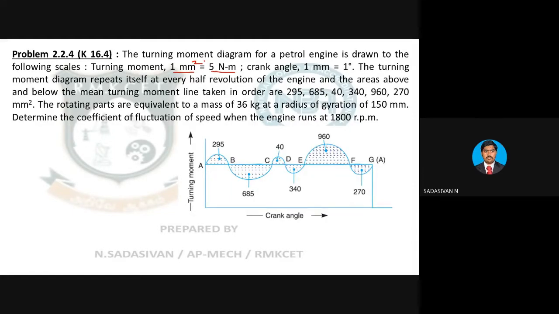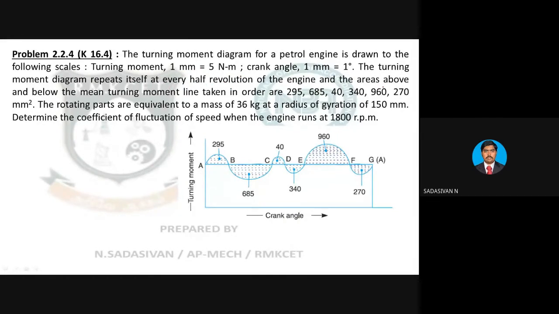So crank angle, both x and y axis are given to you. This is the x axis, this is the y axis. Turning moment: 1 millimeter equals 5 Newton meter. And theta: 1 millimeter equals 1 degree. This is the x axis, crank angle. So read the question along with the diagram. The turning moment diagram repeats itself at every half a revolution. So what is the entire theta value on the x axis? Half a revolution is pi, 180 degree.